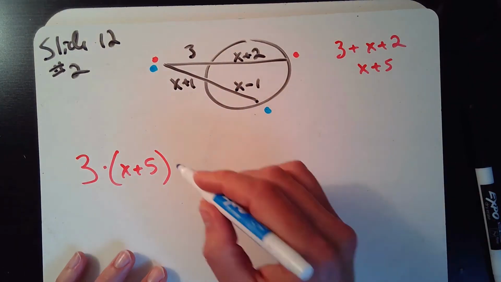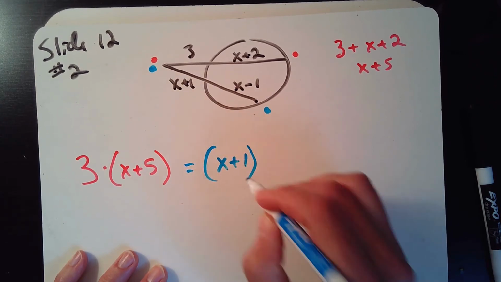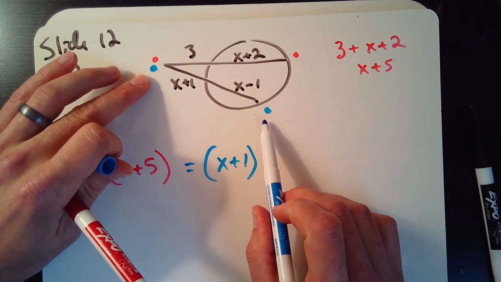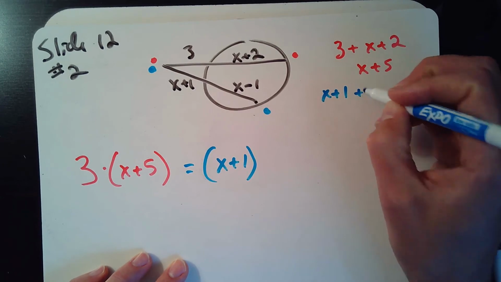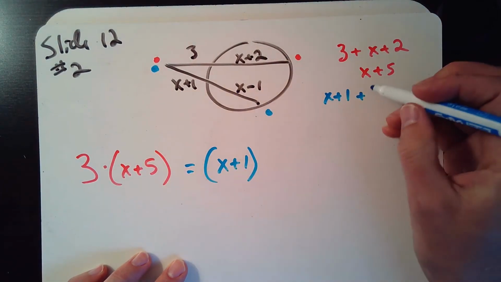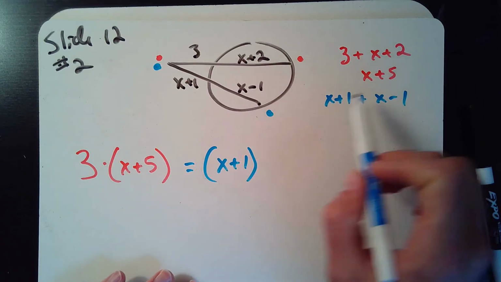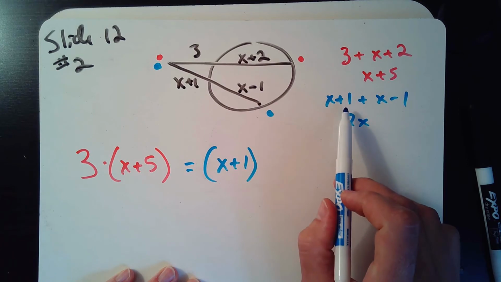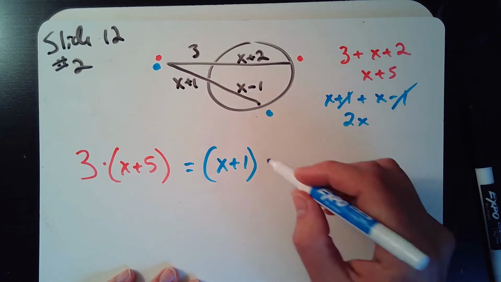My second secant starts at the same place and ends down here. So outside times whole. Outside of this is just x plus 1. And then the whole, the entire piece from blue endpoint to blue endpoint, is going to be x plus 1 outside plus the inside part, which is x minus 1. Now again, I want to combine like terms here. There's 2 x's and then there's plus 1 and a minus 1, so they're going to cancel out. So that's just 2x.